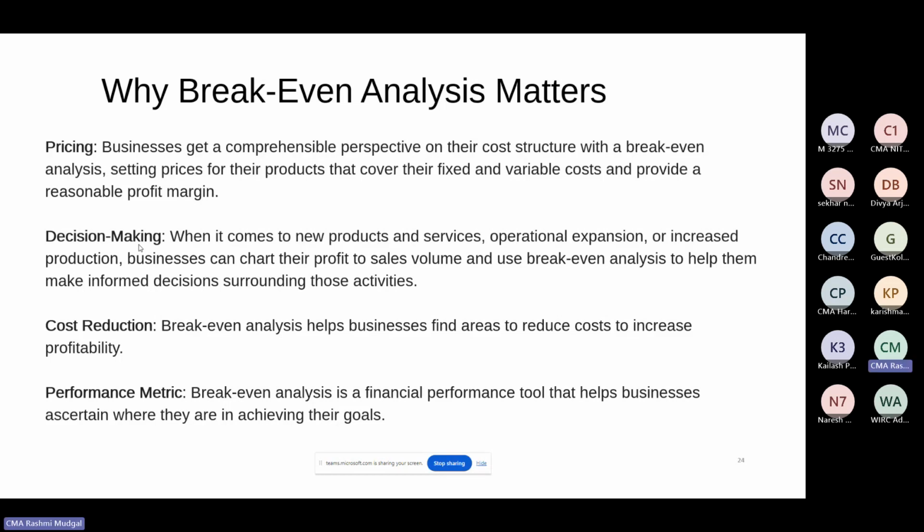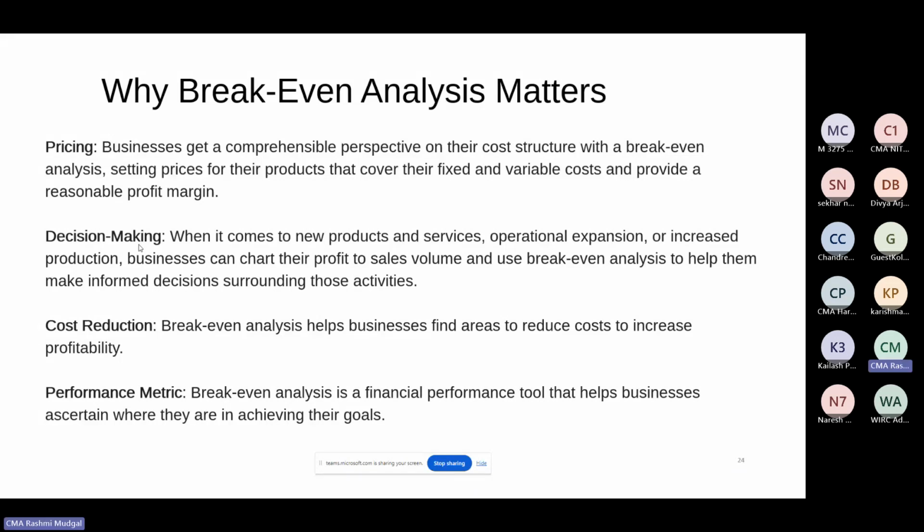Cost reduction. Cost reduction, what happens? Break-even analysis helps businesses find areas to reduce cost to increase profitability. This is also there. Performance metrics: break-even analysis is a financial performance tool to help businesses ascertain whether they are achieving their goals or not. Are they able to make a profit or not? Are they even able to recover their fixed cost or not? So this break-even analysis gives them a clearer picture of this.